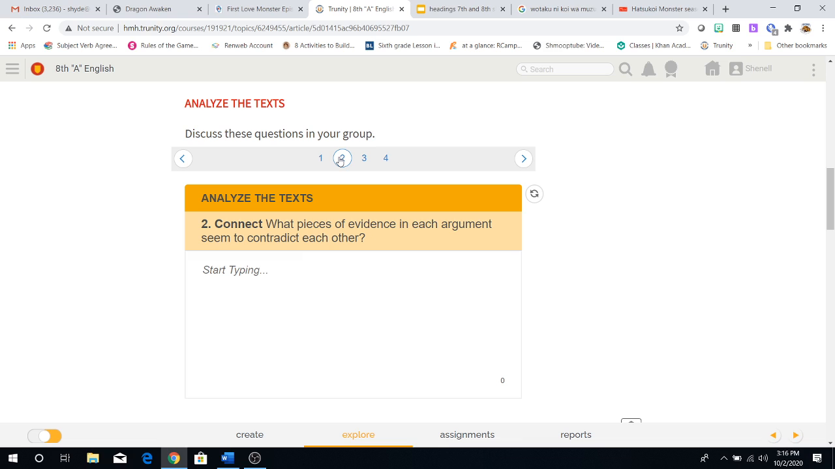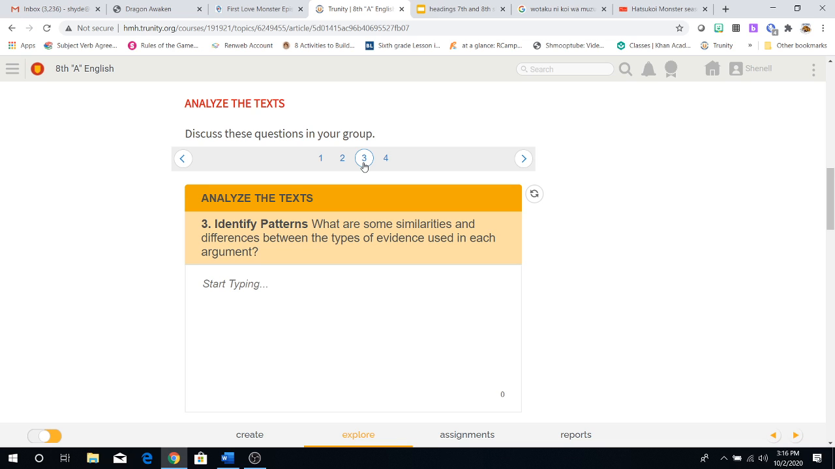Second, connect. What pieces of evidence in each argument seem to contradict each other? When we say contradict, it means it goes against what in reality they're talking about. Okay, contradict is opposing towards something.